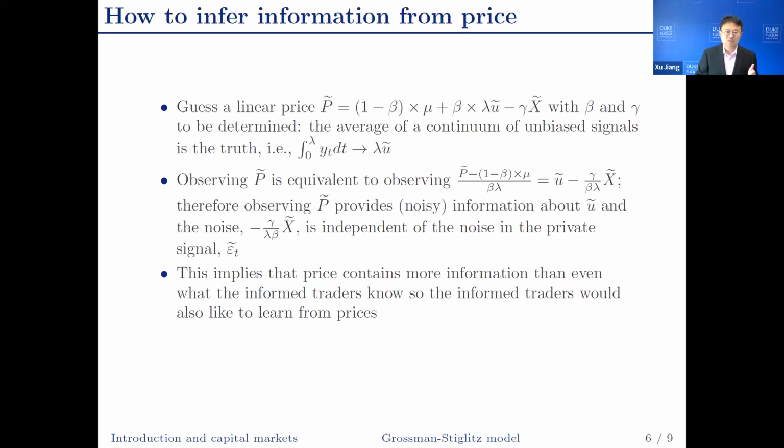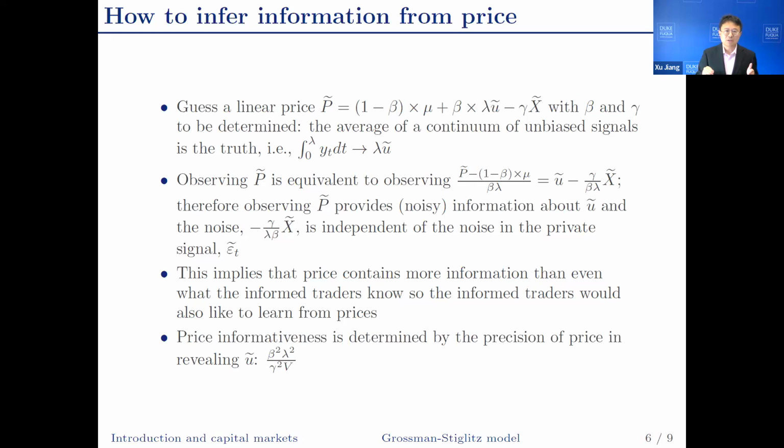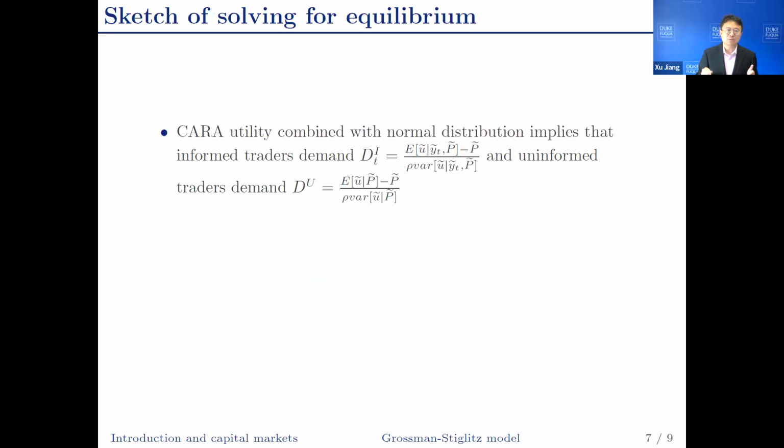And Grossman-Stiglitz has a precise definition for price informativeness. Because price is U plus noise, price informativeness is determined by the variance or precision of the noise, which is also the precision of price in revealing U. So now, how to solve the model? CARA utility combined with normal distribution means that we can write the demand function in a very nice, intuitive way.